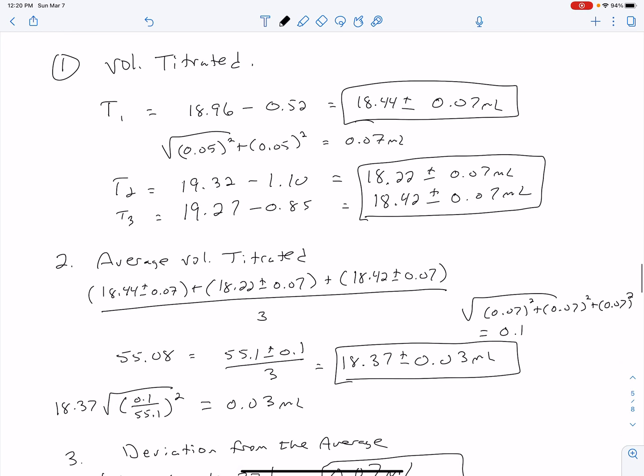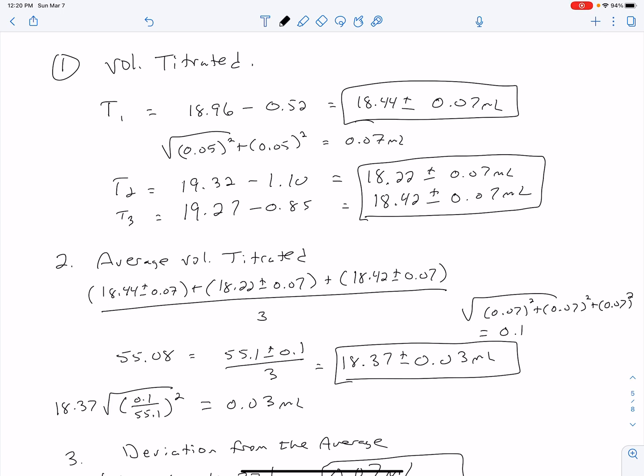To find my average volume titrated, I took each of the 3 trials and added them together. That's where the 55.08 comes from. That's 18.44, 18.22, and 18.42. However, in an addition, you must take the 0.07 squared 3 times, add them up, and take the square root. That came to be 0.1. So I now took that 55.08 plus or minus 0.1, and I made sure that they were in agreement with the uncertainty.